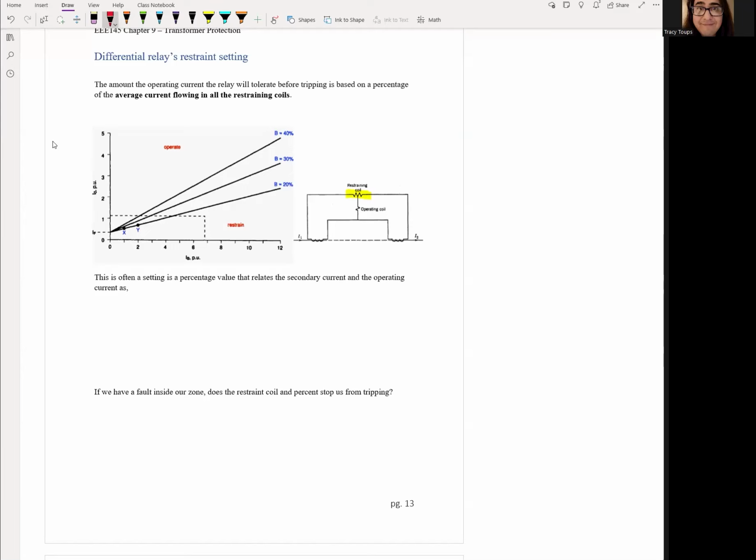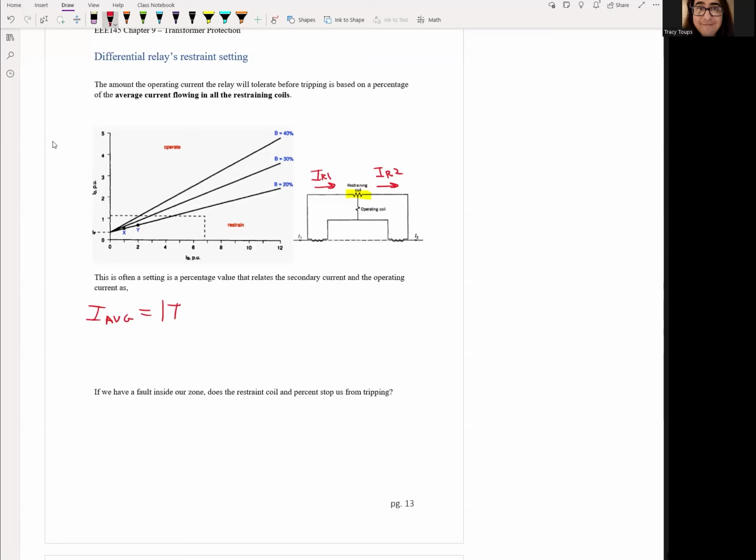So you're going to have some amount of current flowing through here, some amount of current flowing through here, depending on which way the current's flowing. We're going to call this IR1, IR2. They're both going through the restraint coil. So the restraint coil would take the average of both of these, because the restraint coil is split down the middle. So half of the current flowing through one way, half of it's flowing through the other. So we roughly take the average.